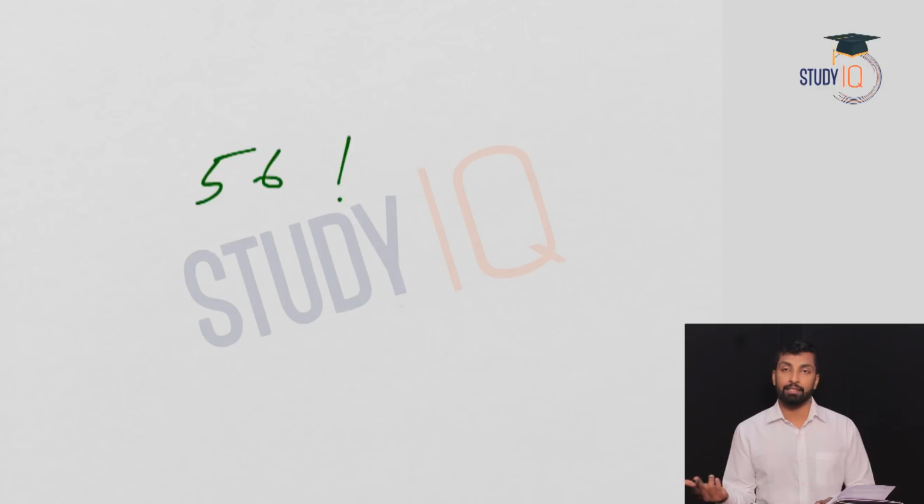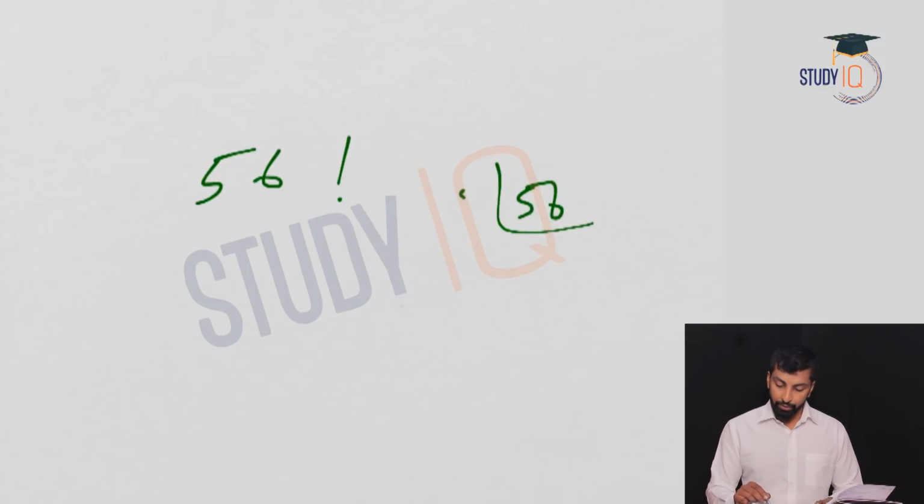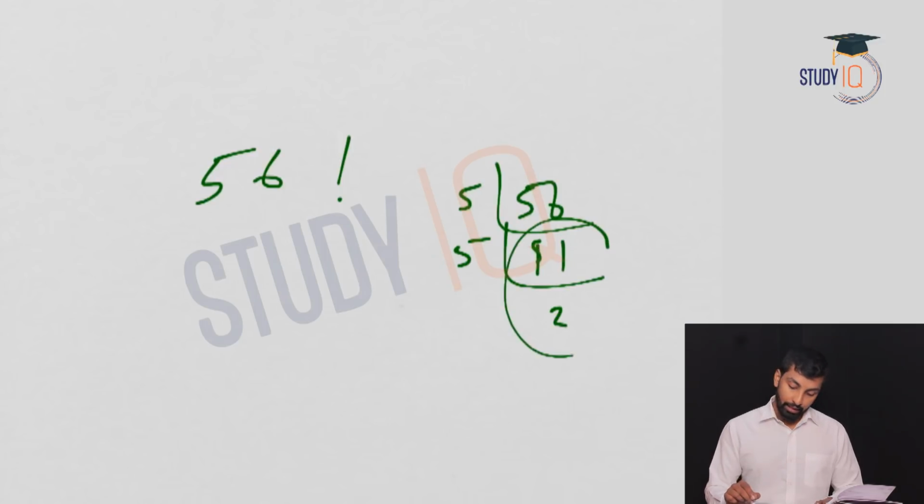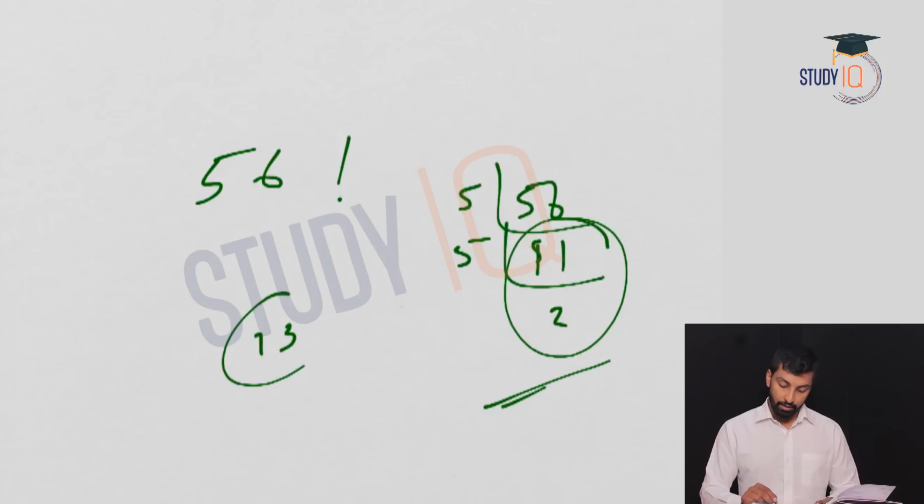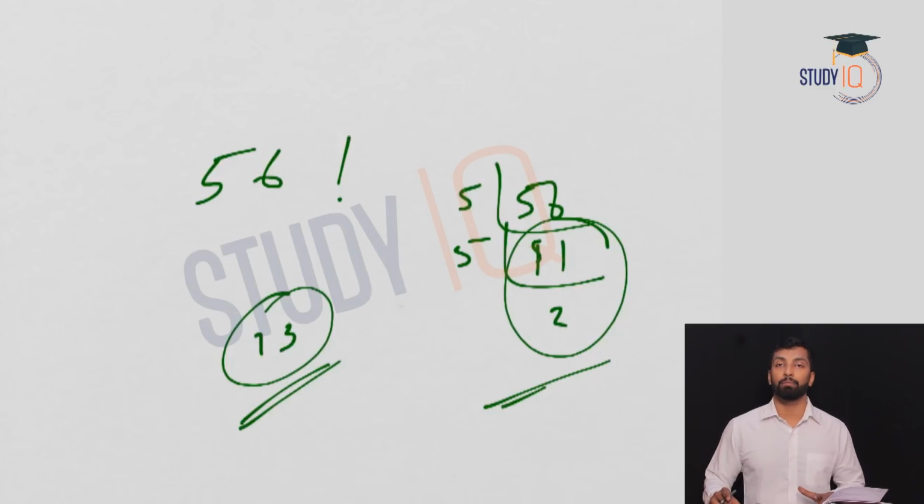So if I ask you how many zeros will be there in 56 factorial, just a random question, what do you need to do? Divide 56 with 5, so you get 11, divide with 5 again, 2, so 13, so 13 zeros will be there. I hope this is clear for all of you. 13 zeros will be there, or 13 tens will be there. In whichever language you need to understand, you can understand.